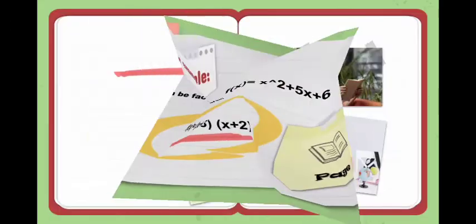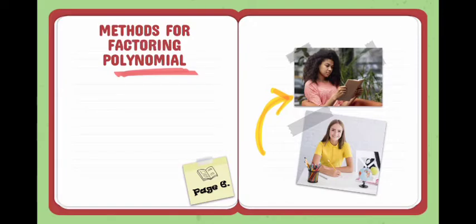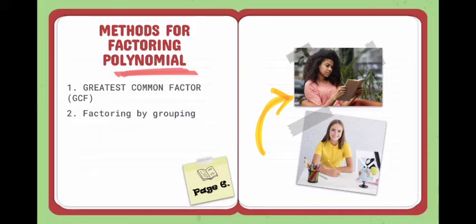So now, let's proceed to the methods for factoring a polynomial. The first method of factoring a polynomial is what we call the greatest common factor, or the GCF. We will always look for the greatest common factor before factoring the polynomial. The second one is factoring by grouping. Factoring by grouping means that we will group the terms with common factors before factoring.